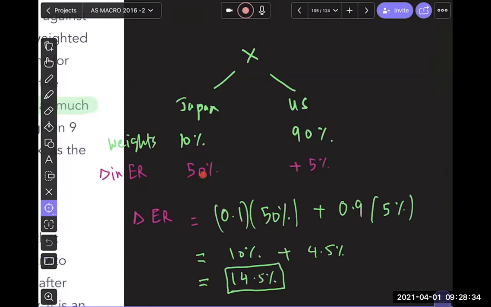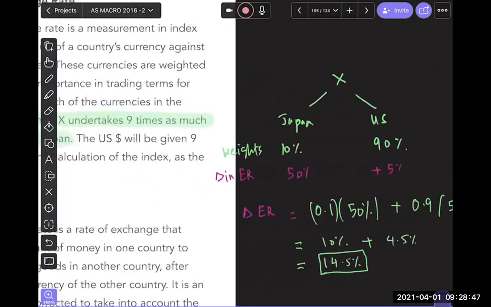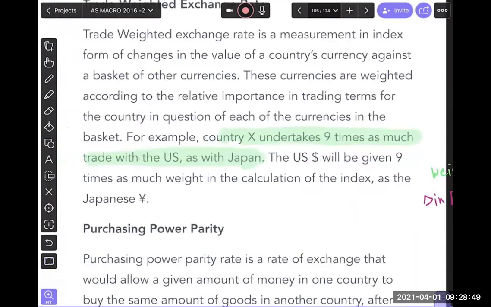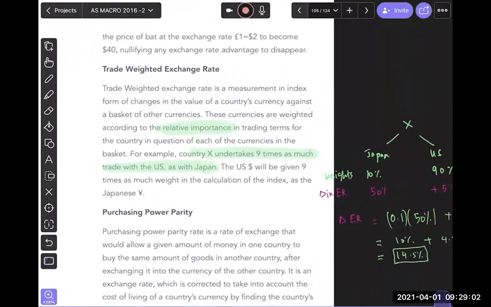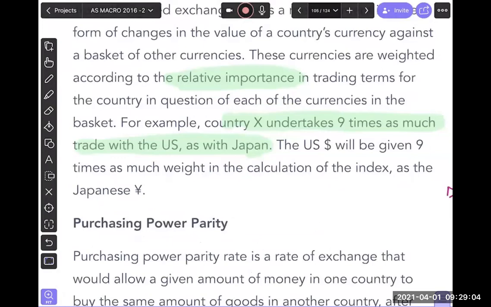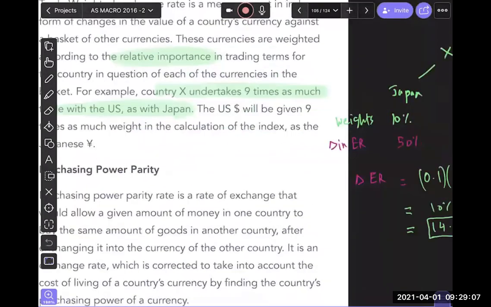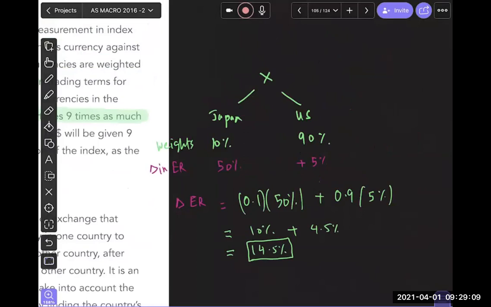Make sense? Although it looks like with Japan the exchange rate is like 50%, you're going to look at what we call the trade weighted exchange rate. So in this method, you assign different weight to different countries according to their relative importance. If US is 9 times more important than Japan, the weights will be 90 and 10 and so on. Got it?